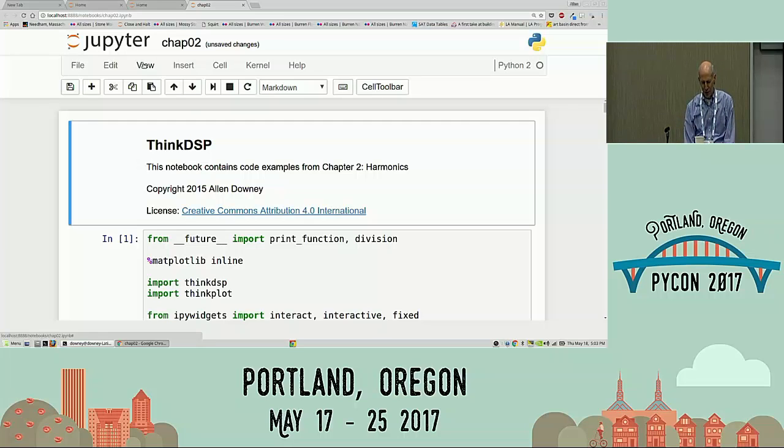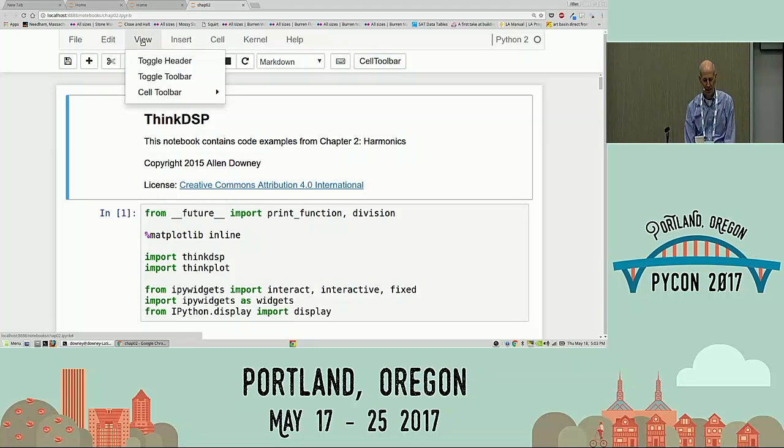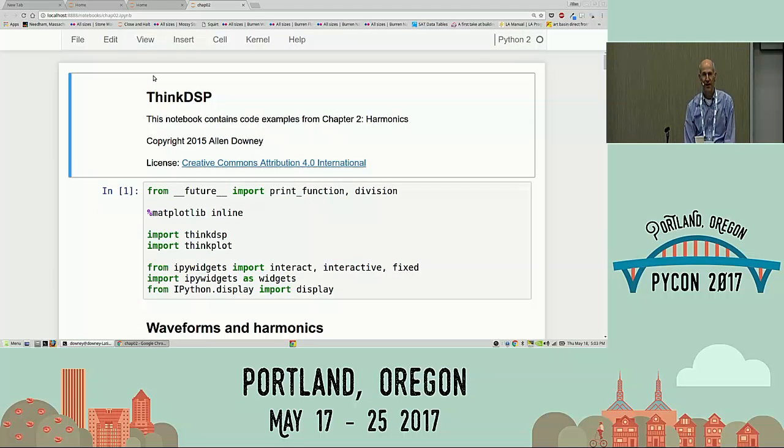I'll show you a Jupyter Notebook trick that I often use on a laptop. Since you have a small screen, if you turn off the header and turn off the toolbar, you get a little bit more vertical space, which I think makes it a little bit easier to work with.